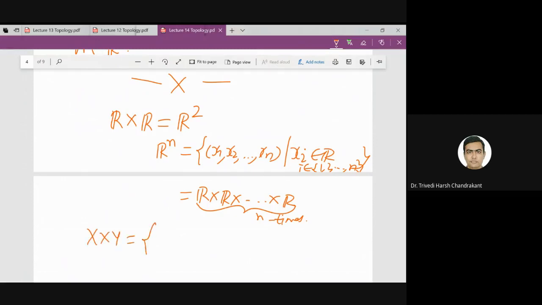What is x cross y? X cross y is just the pairs (x, y), where x is in X and y is in Y. In every course we are using this. This is standard notation. Actually, it is coming from school mathematics, the Cartesian plane, basically, the Cartesian coordinates.